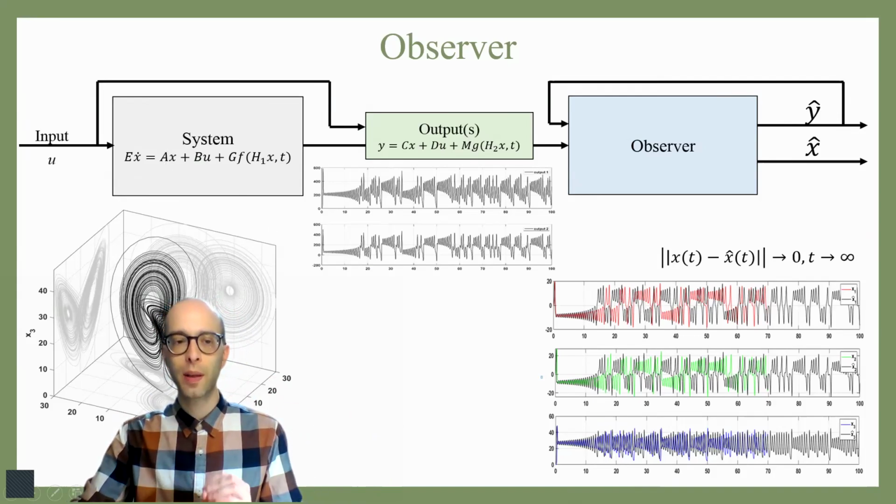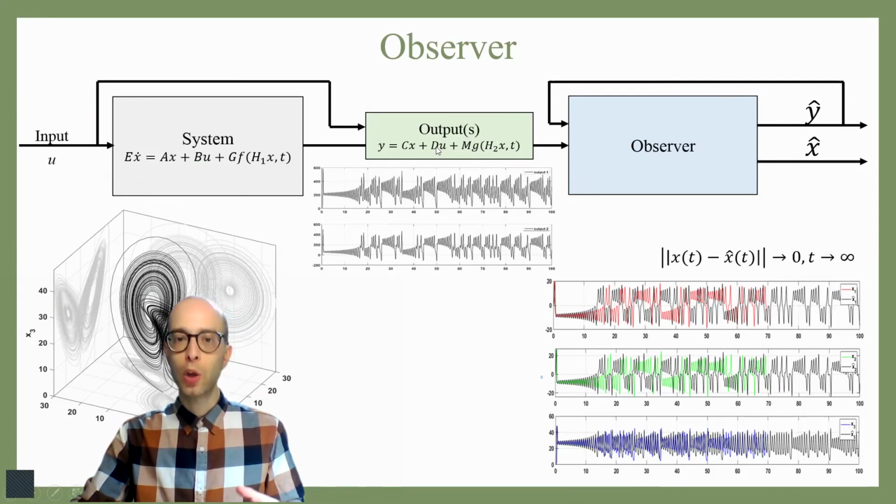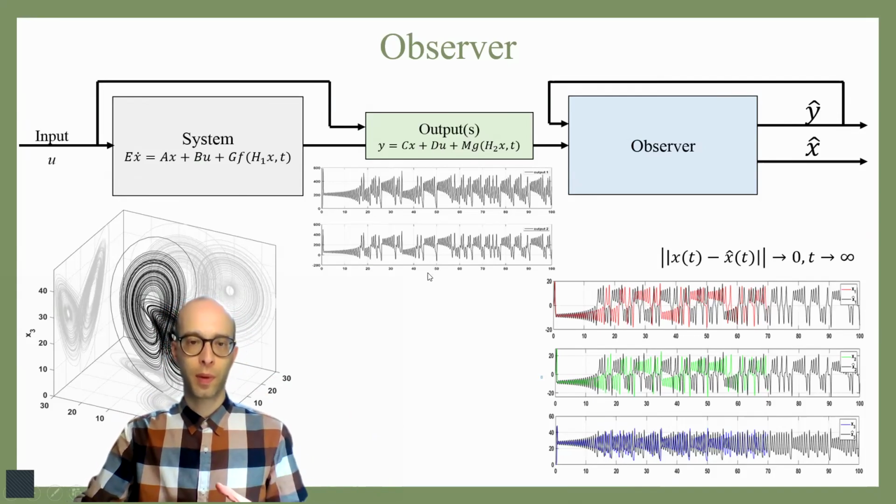So this is an example here. I have the Lorenz system as the master system. The output is a linear combination of the states from the Lorenz system.